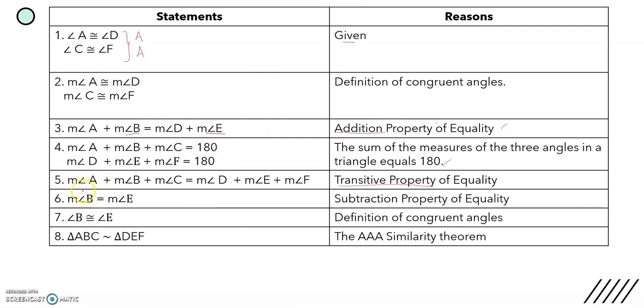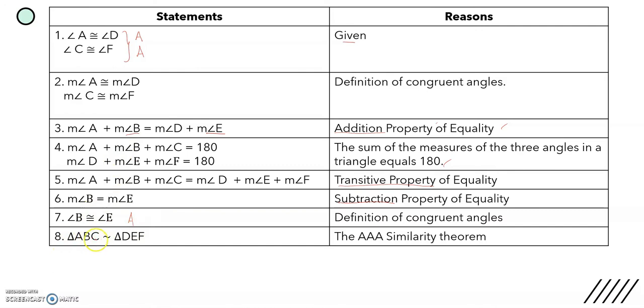Then we can now take the measure of angle B is equal to the measure of angle E by the subtraction property, removing the other two angles. For number 7, the angle B is congruent to angle E by the definition of congruent angles. This is actually our third A.